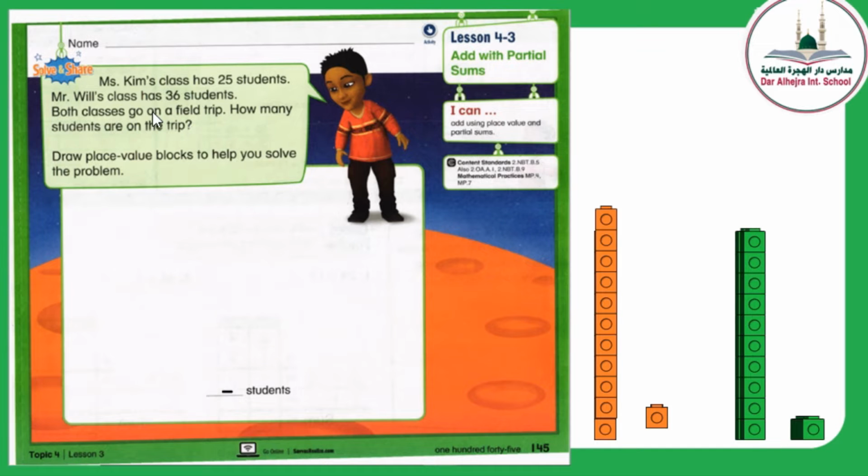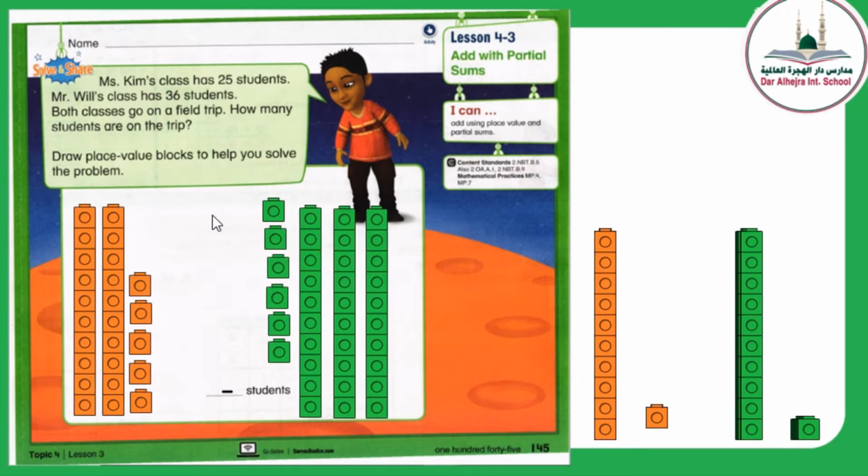So we need to add the number of students in Miss Kim's class and the number of students in Mr. Will's class, and then let's see how many there are all together. Draw place value blocks to help you solve the problem. So I've got place value blocks here. I can arrange them this way, showing each 10 bar for Miss Kim's class. Here I can see 20, two tens, and separately all five link cubes. And here the green link cubes show the number of students in Mr.